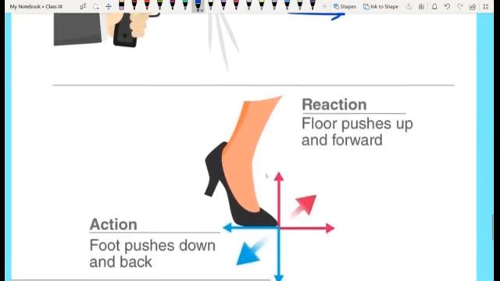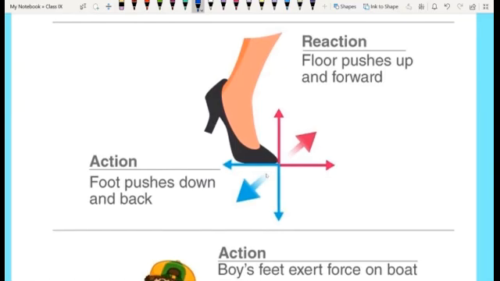Now, let us think about the walking of a person. The walking of a person is only possible because of Newton's third law of motion. What happens? The foot pushes down and back. You cannot say this is only down, this is down and back also. So you can divide it into two components, as shown by the blue lines. Our foot applies a force in this direction, that is, some amount of force downward and some amount of force backward.